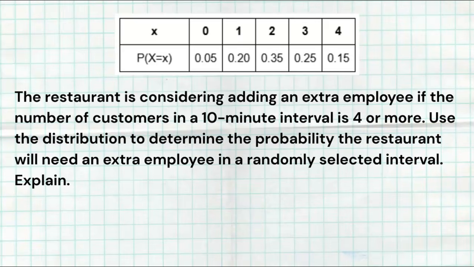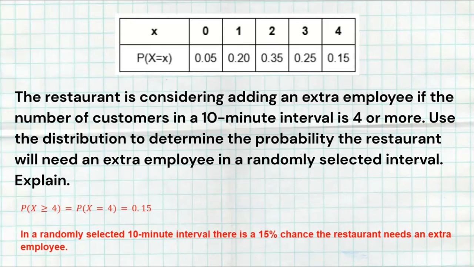So the restaurant is considering adding an extra employee if the number of customers in a 10-minute window is 4 or more. Use the distribution to determine the probability that the restaurant will need an extra employee. So basically, we need an extra employee if we feel that there's going to be 4 or more customers. Well, first off, there can't be more than 4. 4 is the highest. So essentially, the answer to this question is, what's the probability that there are 4 customers in a 10-minute interval? And that is, of course, 15%. Because there is nothing greater than 4, we would just include 4. So in a randomly selected 10-minute interval, there's a 15% chance that the restaurant will need an extra employee because they're getting 4 customers.